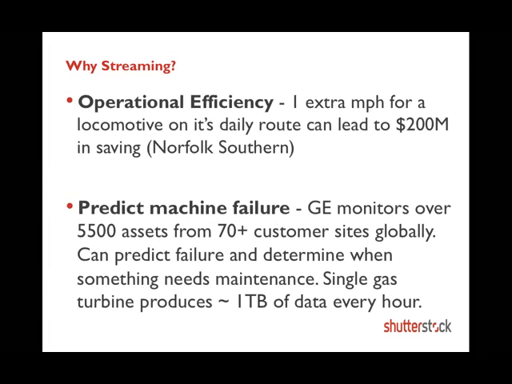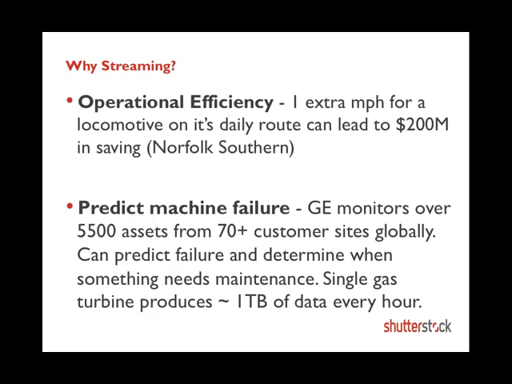If you look at some of the things we could do with stream processing, you have operational efficiency. One extra mile per hour for a locomotive on its daily route can lead to $200 million in savings, and that's from Norfolk Southern. You could predict machine failure, something that GE does with their Predix platform. That's a stream processing platform. They monitor over 5,500 assets from over 70 customers globally.